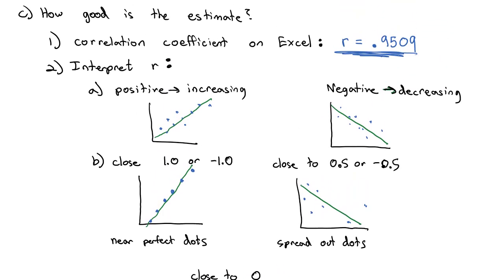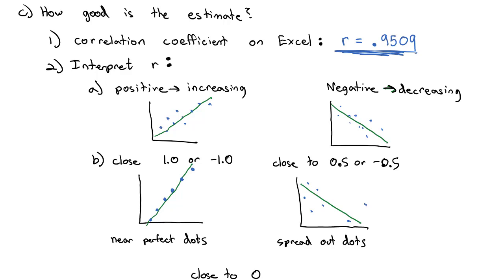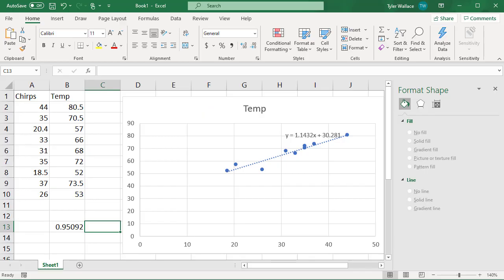So as I look at the R that we got from our data with the chirps and the temperature, we see that the R value is 0.9509. That's a positive number, so I know things are increasing. As we get more chirps, we get more temperature. Also, it's really close to 1, and so that tells me the dots are really close to the graph. Looking at the graph here, we see those dots really are pretty darn close to that line, so that matches my correlation coefficient of 0.9509.